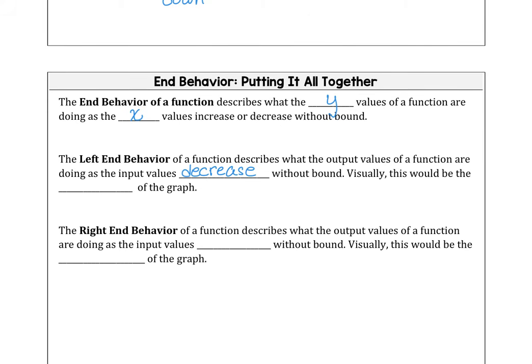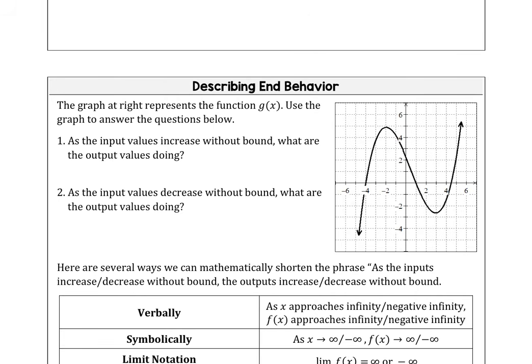This would be the limit of the graph. So this is a calculus term, finding limits. And the right-end behavior of a function describes what the output values of the function are doing as the input values increase without bound. Visually, that would be the limit of the graph. So we're going to find out the limit is a y value. So what could we say here?